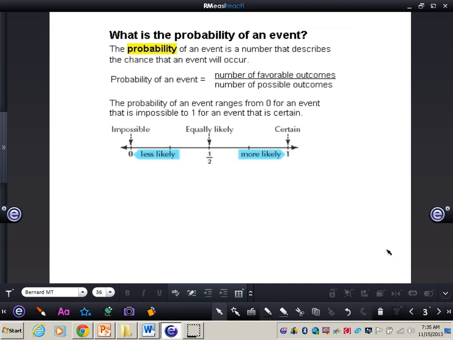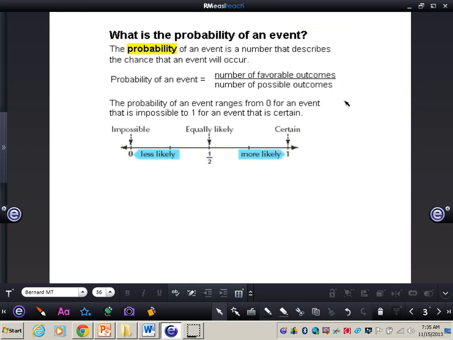Now let's take a look at what probability of an event even is, and I want you to write these things down in your notes. So the probability of an event is a number that describes the chance that an event will occur. Now, in order to write this as a fraction, what you want to do is have the number of favorable outcomes as the numerator or the top number on the fraction, and then also the number of possible outcomes as the denominator or the bottom part of your fraction.